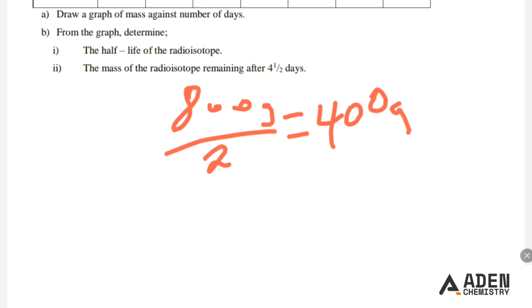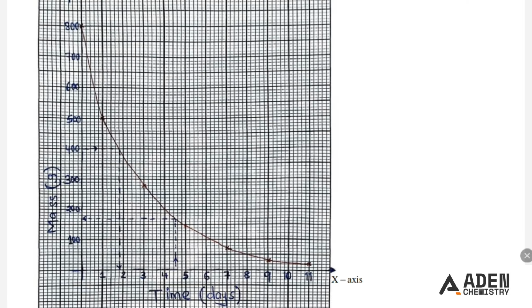We go to the graph and check where we have 400 grams on the y-axis. Then we use a dotted line to see where we reach on the curve. It is here where we have 400 grams, so we use a dotted line until we reach the curve. When we reach the curve, that's where we come down so that we read the time there.